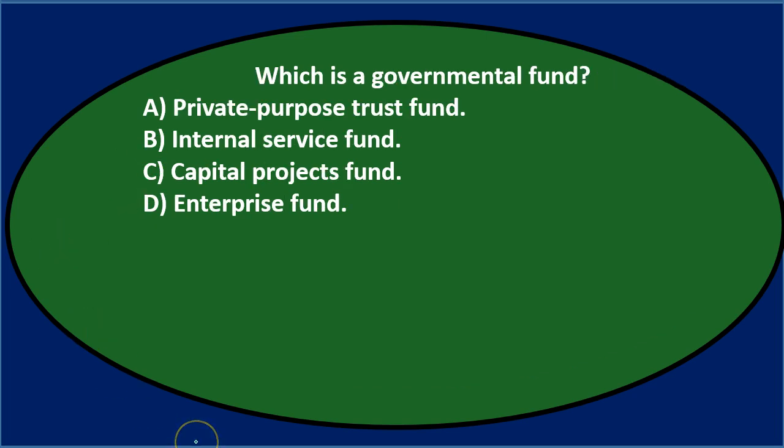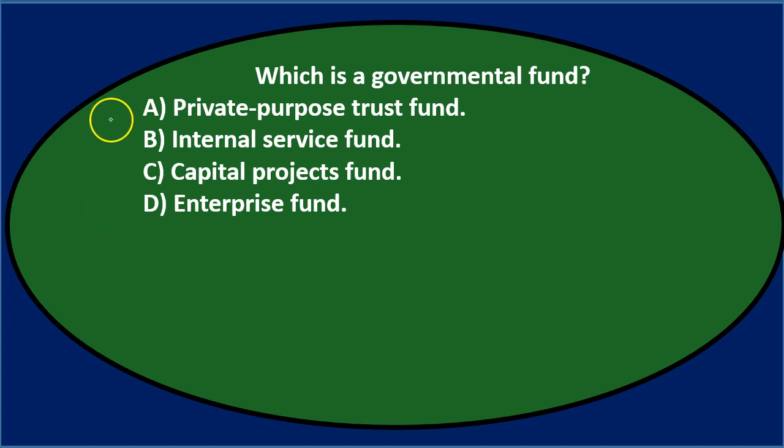Next question. Which is a governmental fund? Either A, private purpose trust fund, B, internal service fund, C, capital projects fund, or D, enterprise fund. Governmental funds are a grouping of funds, the largest grouping of funds that we typically have. So which one of these is going to be in that grouping of governmental funds?